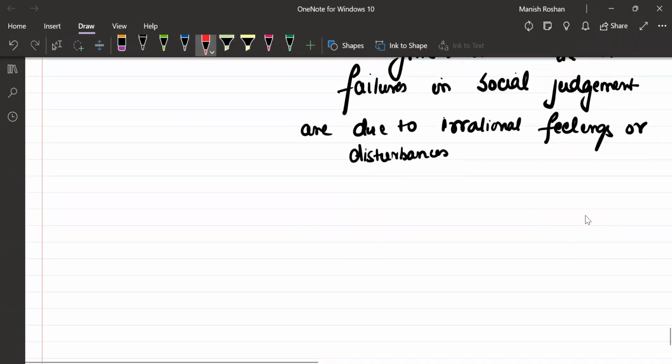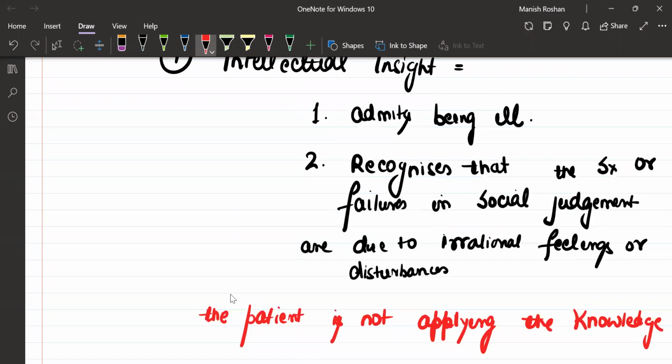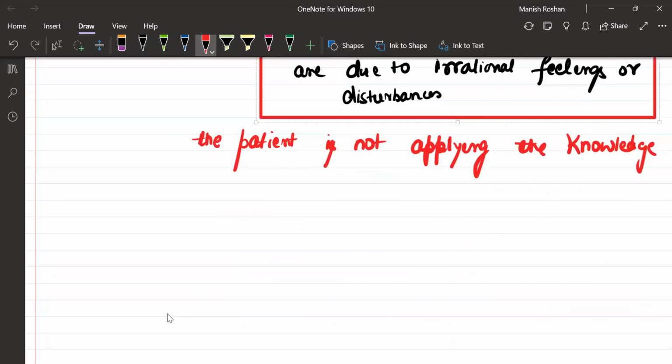But the important thing is that the patient is not applying the knowledge. That is, the individual recognizes the signs and symptoms, but this particular knowledge the individual is not applying in future experiences.